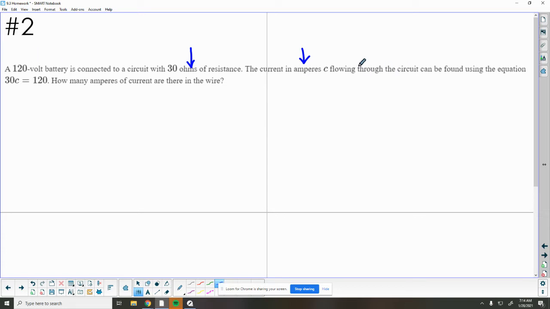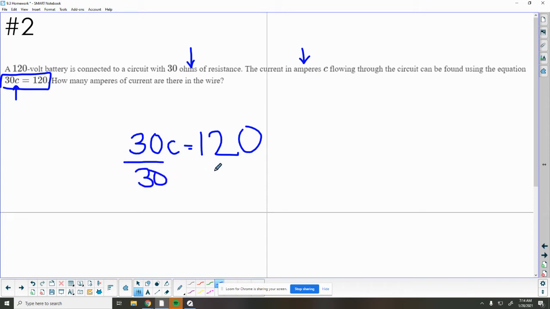What do we know? It wants us to use this equation. It already set the equation up for us. We just need to find the variable. So pull out your equation and solve. This is 30 times C, so we want to divide by 30 on both sides. This cancels out. I'll let you go ahead and do 120 divided by 30 to find the solution to C.